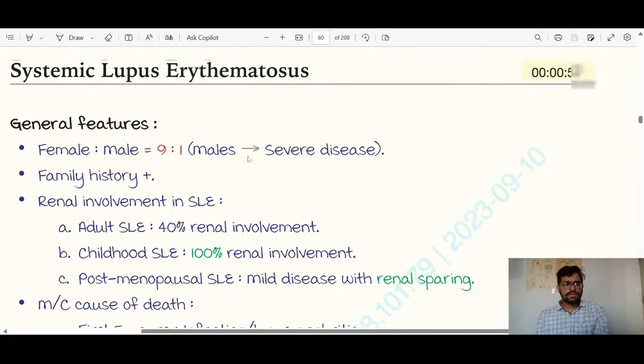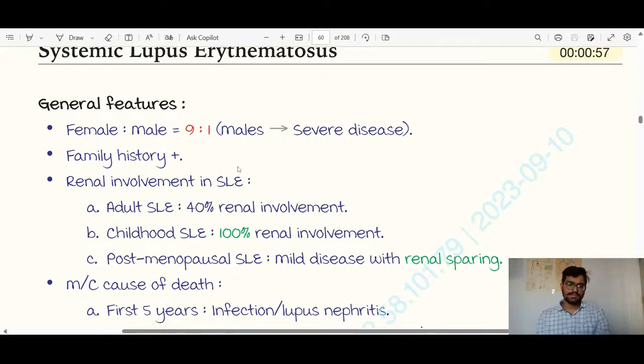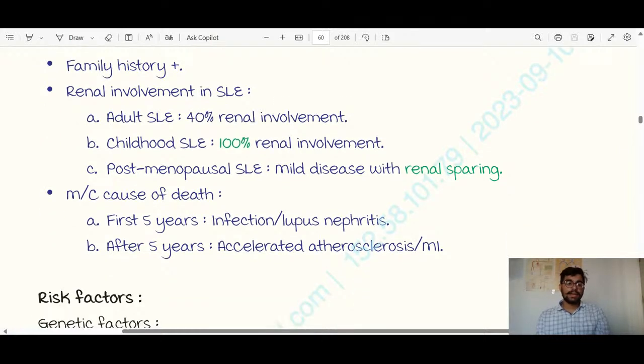Systemic lupus erythematosus general features: female to male ratio 9:1. Males have more severe disease. If it takes place in a male, it is very severe disease. Family history, yes, there can be a family history. Renal involvement in SLE: adult SLE, childhood SLE, postmenopausal SLE.